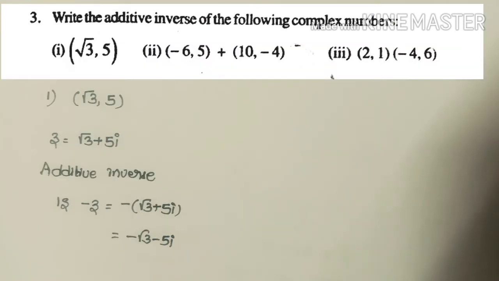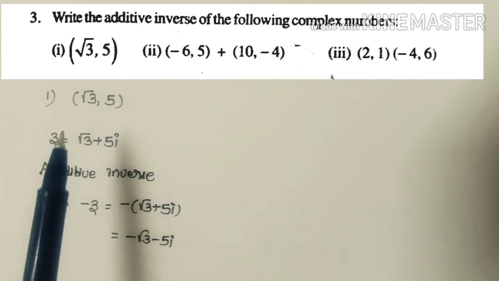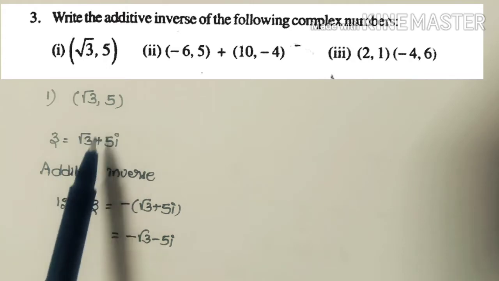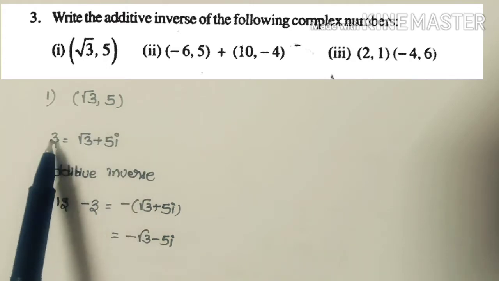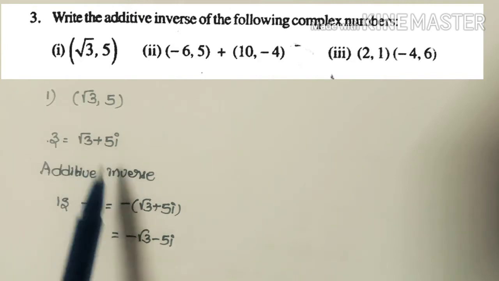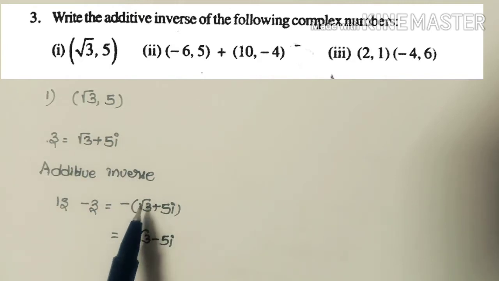Problem: write the additive inverse of the following complex numbers. The first problem is (root 3, 5). So here, given that the first problem is (root 3, 5), we take z is equal to root 3 plus 5i. Now the additive inverse of this term is equal to minus z. Additive inverse of z is equal to minus z, that is minus of (root 3 plus 5i), which means minus root 3 minus 5i. This is the first problem.